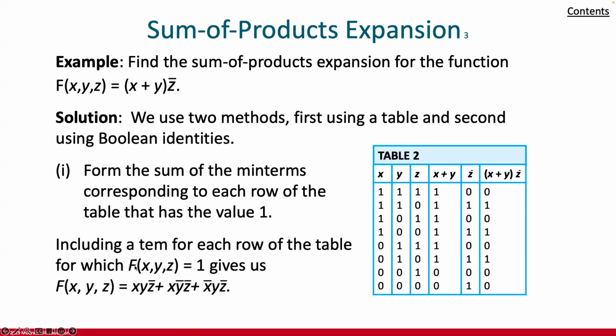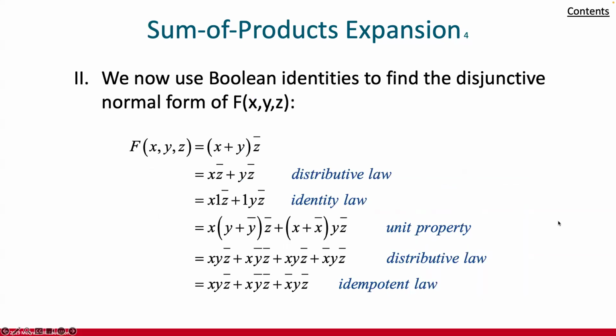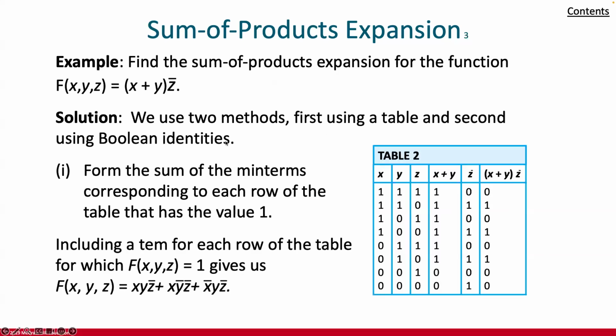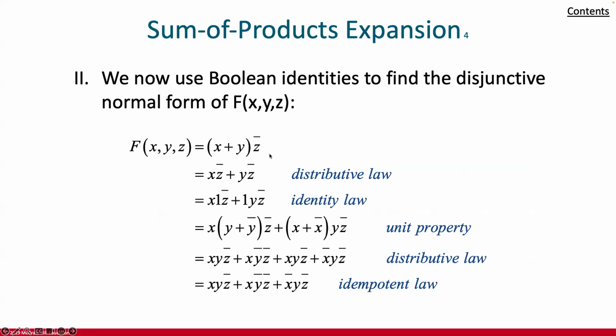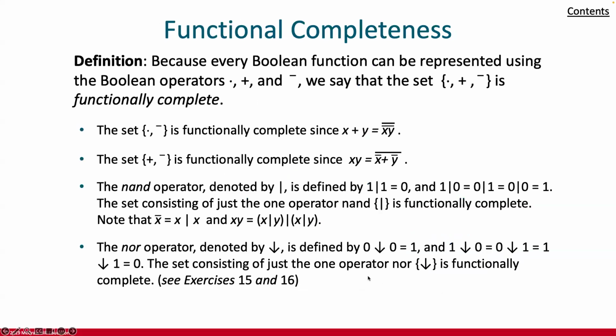And so you can be seeing the solution here, and look at the table to help you get some sense of how that all works. We use Boolean identities to define the disjunctive normal form of f(x, y, z). And so this was the first part. And this is continuing on in terms of the solution. We use the distributive law, the identity law, unit property, distributive law, and idempotent law, all of that to help us to come up with a solution.